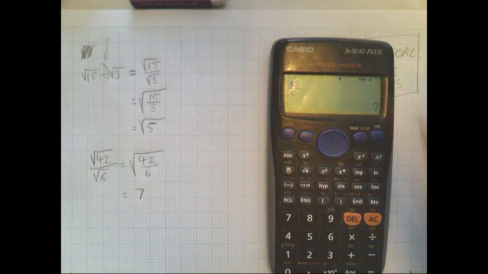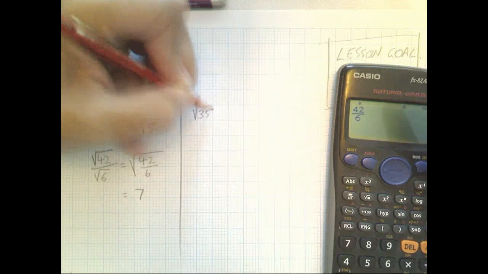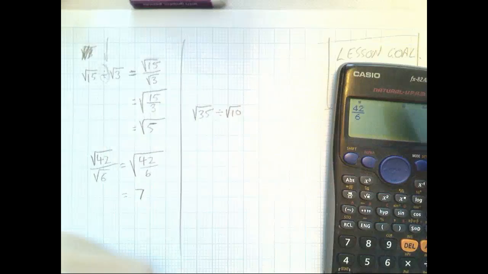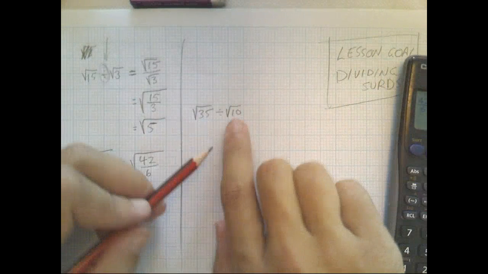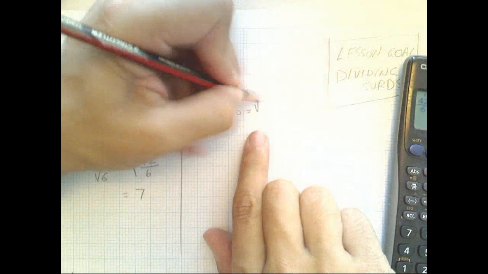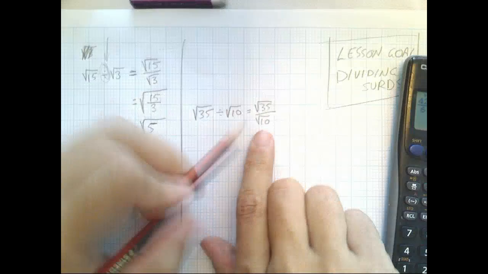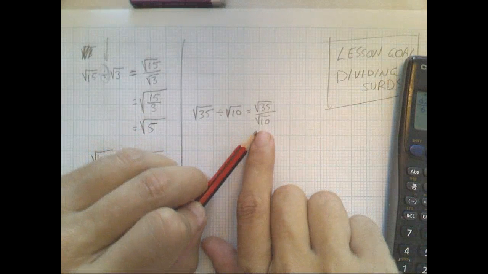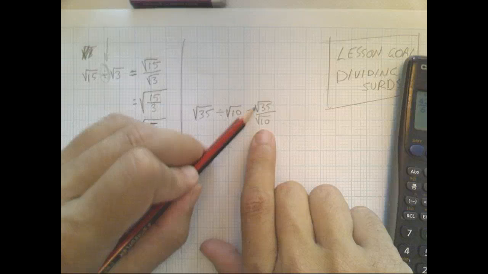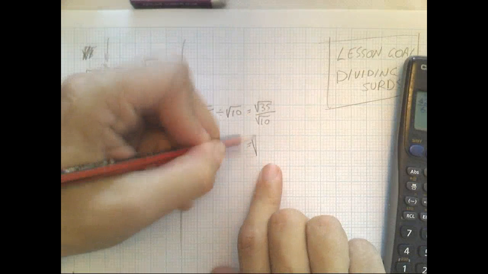Okay, one last one just to finish it off. Root 35 divided by root 10. Okay, now as you can see, there's that horrible divide sign there, so let's get rid of that first of all. Root 35 divided by root 10. That's the way that it should be done. Now you can see that there's a surd divided by another surd, so this can be written as a single surd.